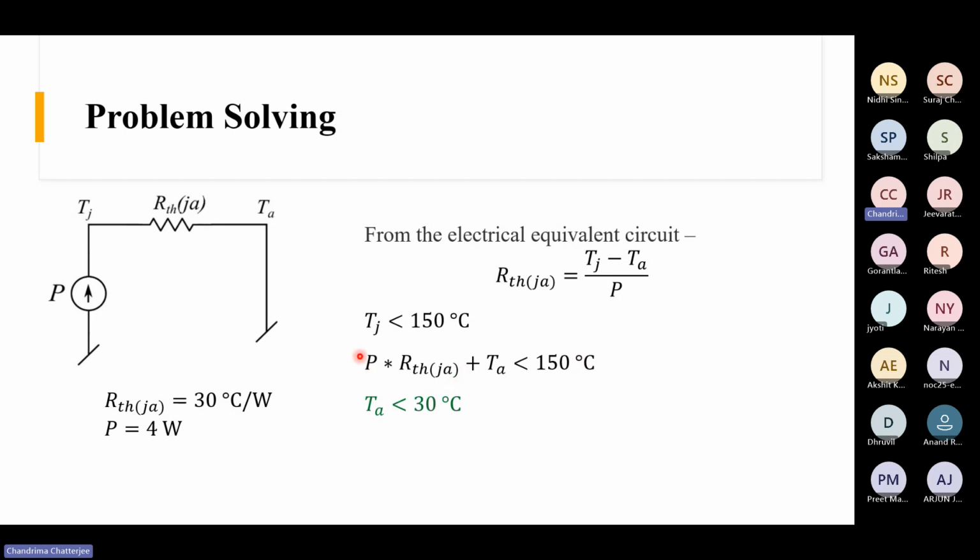We already know P. We already know this, it is given as 30 degree centigrade per watt, and we need to find Ta. So Ta comes out to be 30 degrees Celsius. So Ta should be less than 30 degrees Celsius so that my junction temperature doesn't exceed 150 degrees.